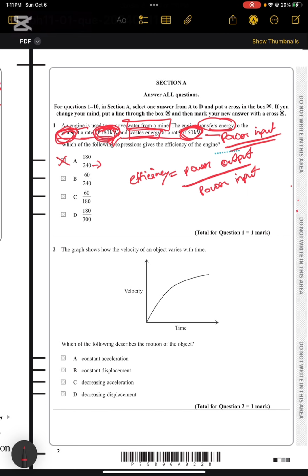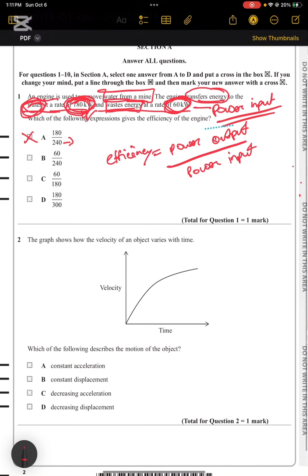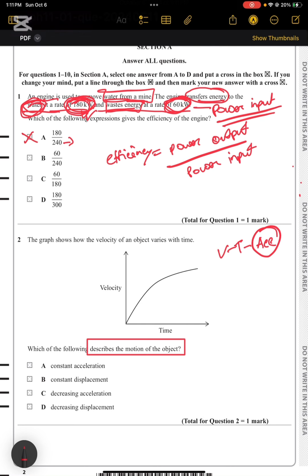So moving to question number 2, they have said the graph shows how the velocity of an object varies with time. So this is a VT graph. They have asked us to find how the following describes the motion of the object. As it is a VT graph, we know the gradient of a VT graph gives us acceleration. So let's do the question.